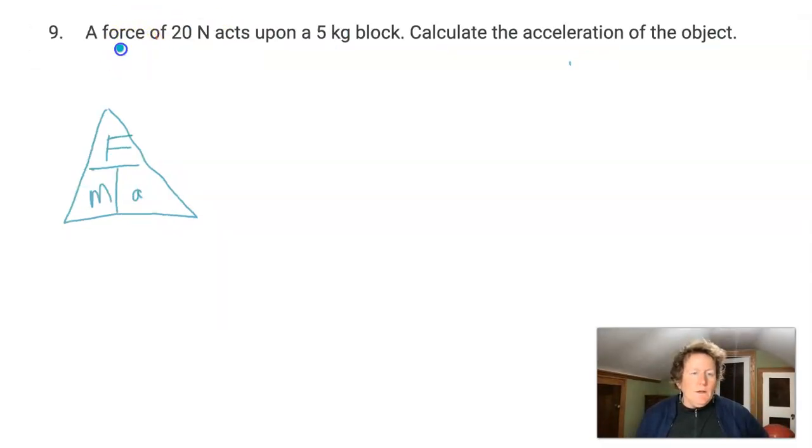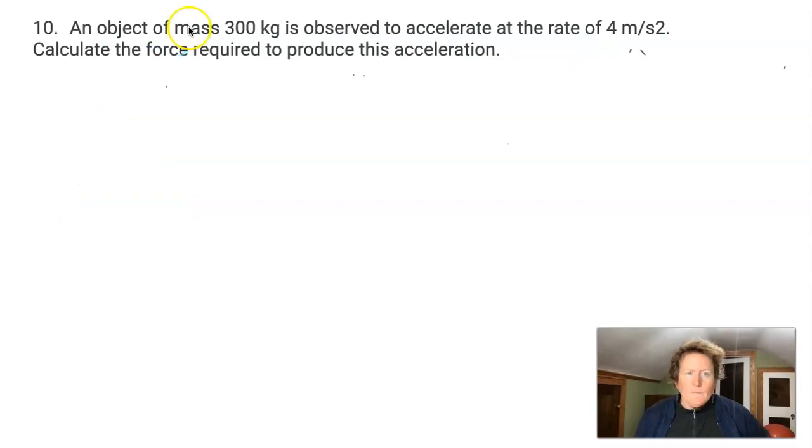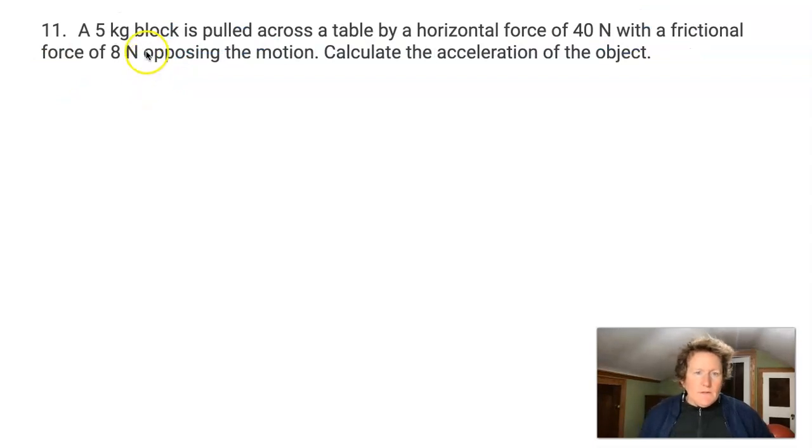Here's question 9. We know we have a force, we know we have a mass, we're looking for the acceleration. So if we're looking for acceleration, we know we come and cross this out, and hopefully you know what to do at this point with force and mass. Number 10 is another one that's pretty straightforward. We're calculating the force, that's what we don't know. We're given the mass, we're given the acceleration, so I'll let you draw the triangle and figure out how to calculate this one.